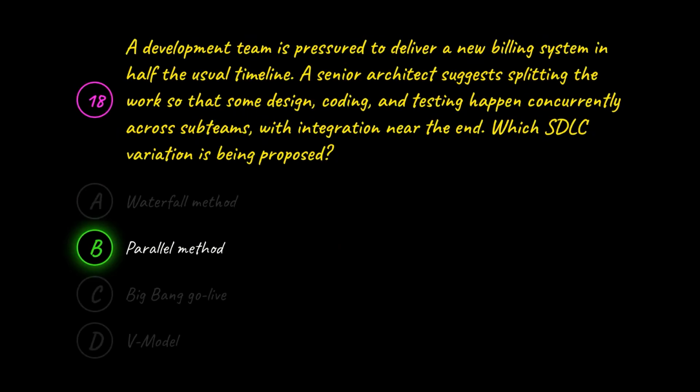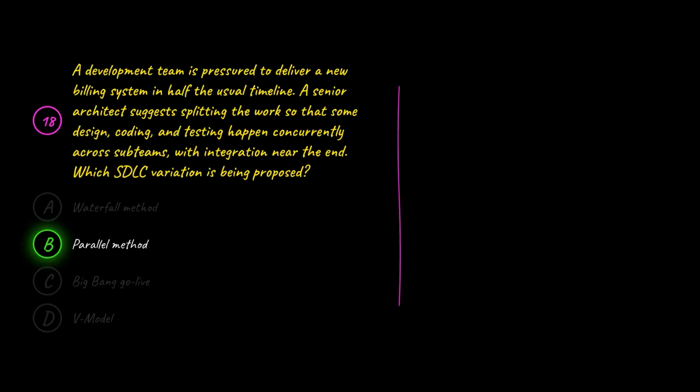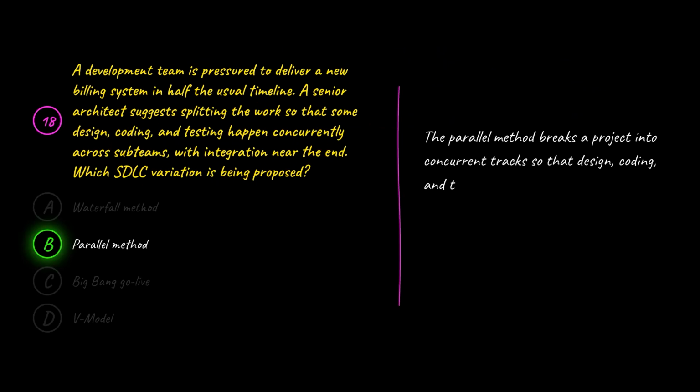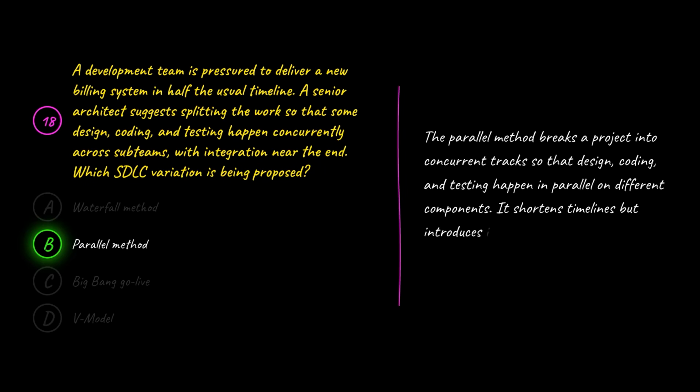The correct answer is B. Parallel method. B is correct because the parallel method breaks a project into concurrent tracks so that design, coding, and testing happen in parallel on different components. It shortens timelines but introduces integration risk when the pieces come together.